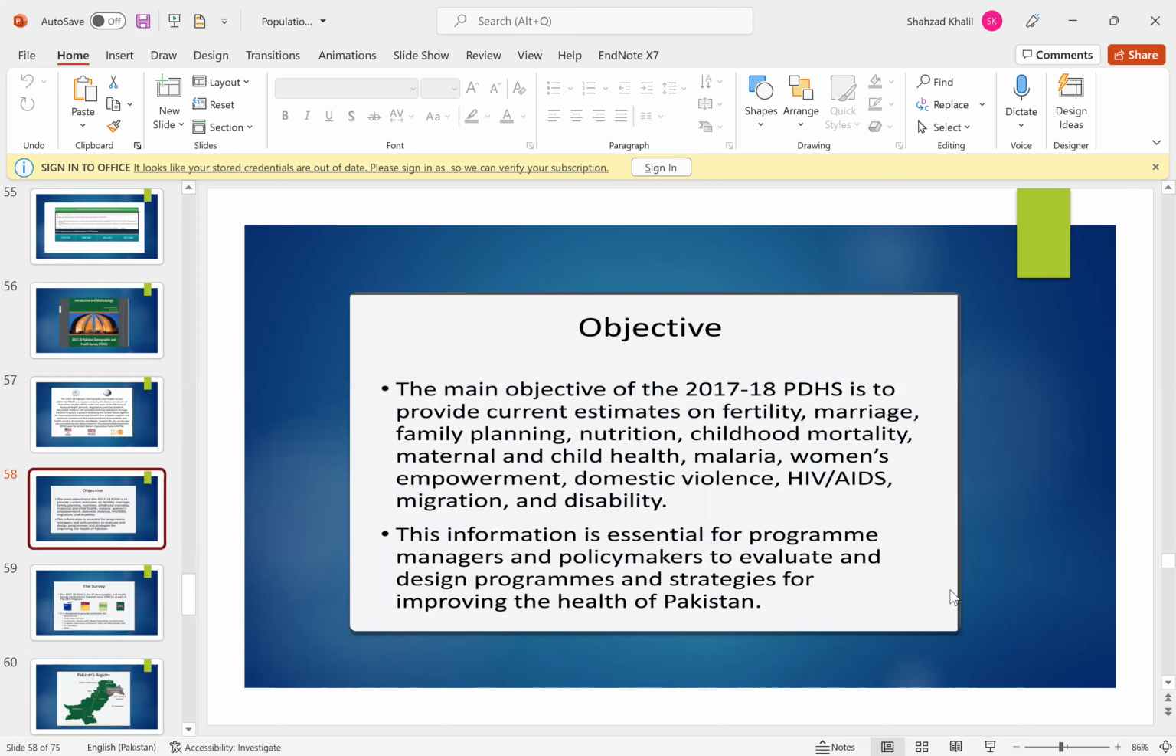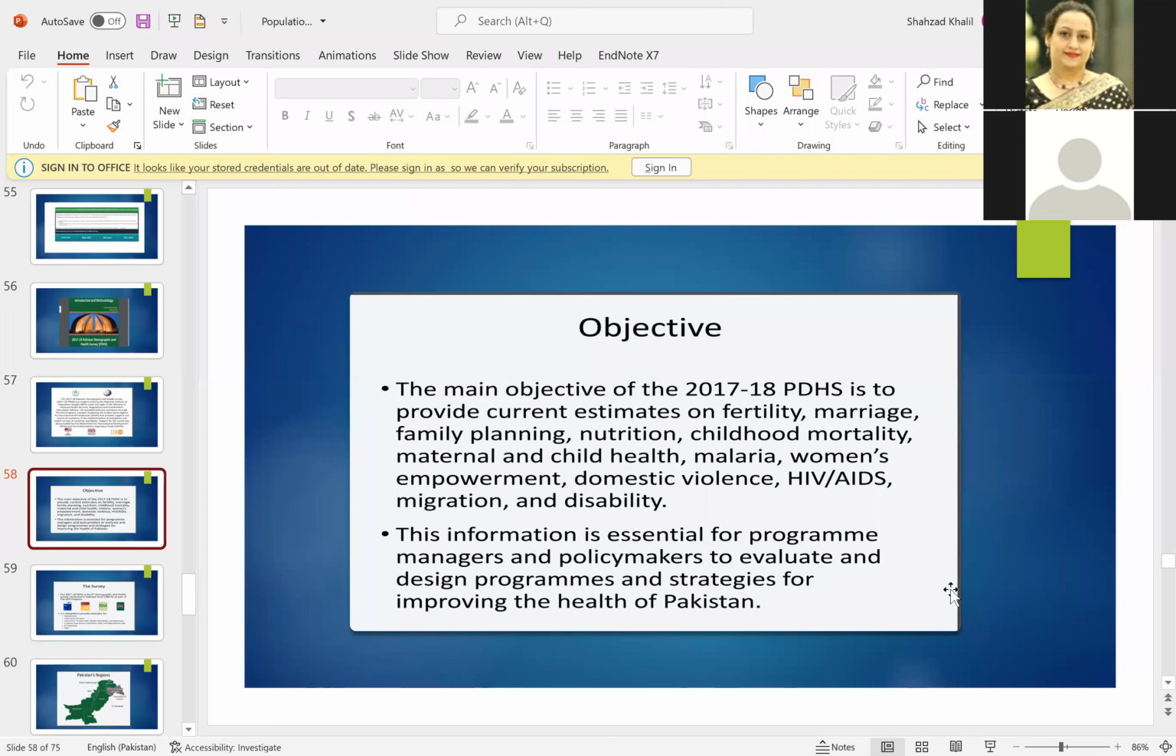The main objective of the 2017-18 PDHS is to provide current estimates of fertility, marriage, family planning, nutrition, childhood mortality, maternal and child health, malaria, women's empowerment, domestic violence, HIV/AIDS, migration, and disability. This information helps program managers and policymakers evaluate and design programs and strategies for improving the health of Pakistan.